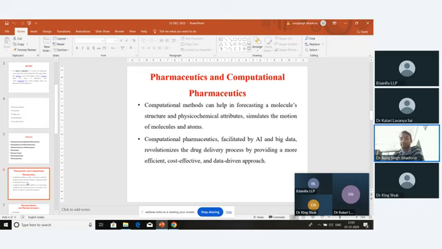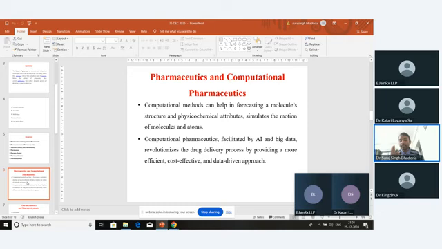तो अभी हमने क्या समझा? फार्मास्यूटिक्स और कंप्यूटेशनल फार्मास्यूटिक्स फार्मेसी की ऐसी ब्रांच है जिसमें कि उस मॉलिक्यूलर स्ट्रक्चर के बारे में हम पढ़ते हैं और उसकी फिजियोकेमिकल प्रॉपर्टी along with the movement, the migration, motion of that particular molecule and the atomic structure in the drug or medicinal substances.